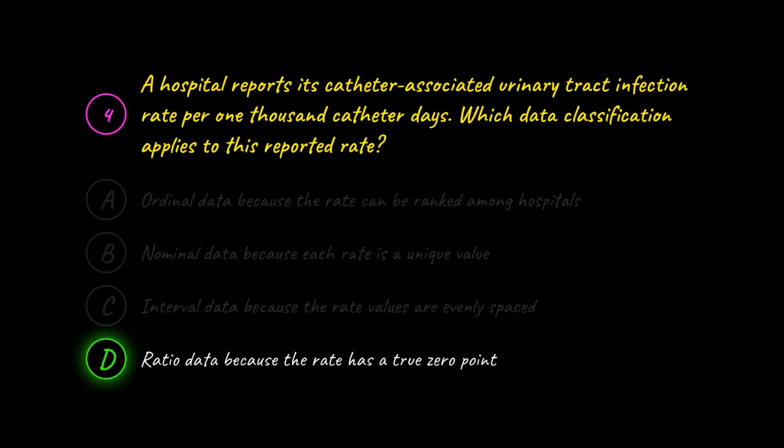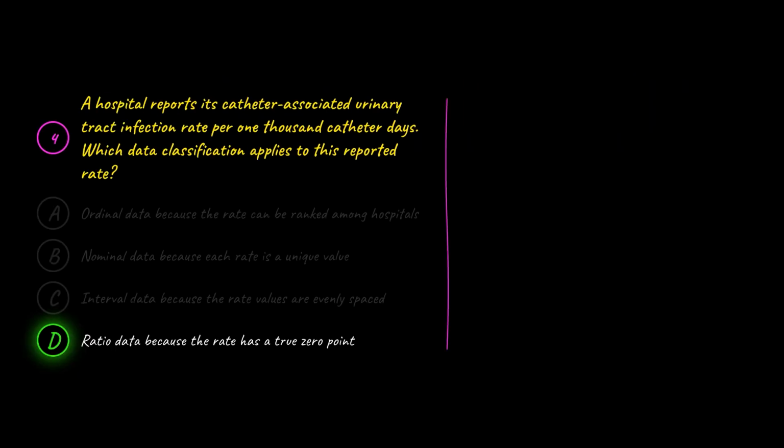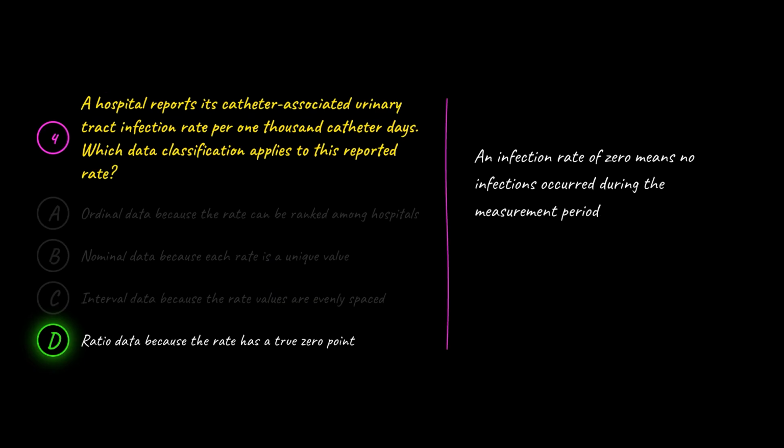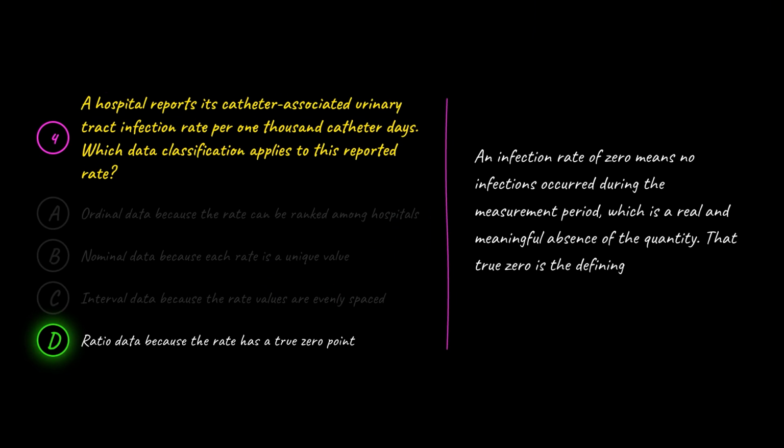The correct answer is D. Ratio data because the rate has a true 0 point. D is correct because an infection rate of 0 means no infections occurred during the measurement period, which is a real and meaningful absence of the quantity. That true 0 is the defining feature of ratio data and allows statements like one hospital has twice the rate of another.